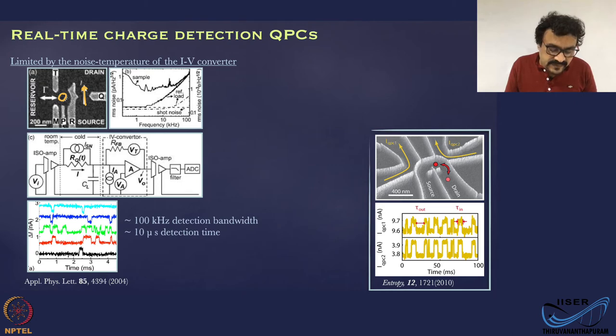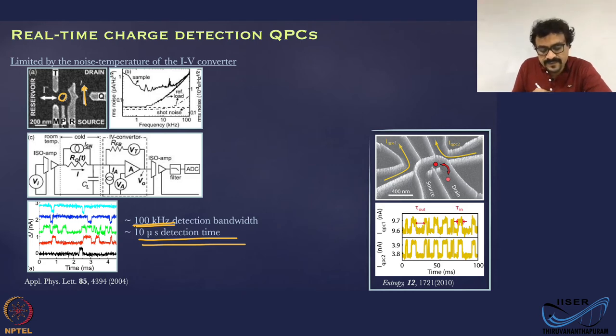The reason here is there is an IV converter, which is a room temperature IV converter, which is a highly sensitive fast current preamplifier. But since you are still operating at room temperature, far from the device, which is at the coldest region of the measurement system, probably in the few millikelvin range, eventually the detection bandwidth is limited by the noise of the IV converter. In this specific case, it is limited to about 100 kilohertz, which corresponds to about 10 microseconds in detection time. Okay. And this is one of the first attempts.